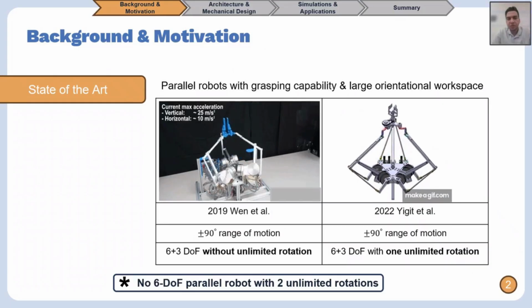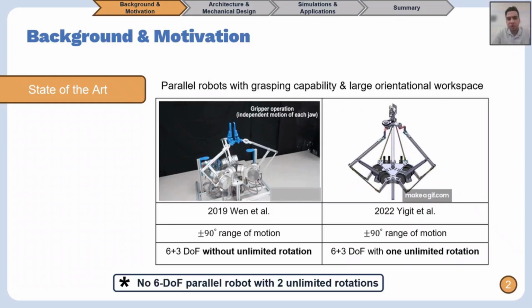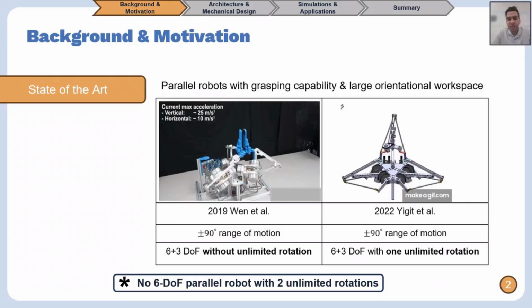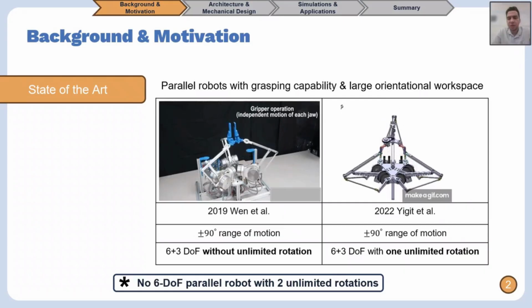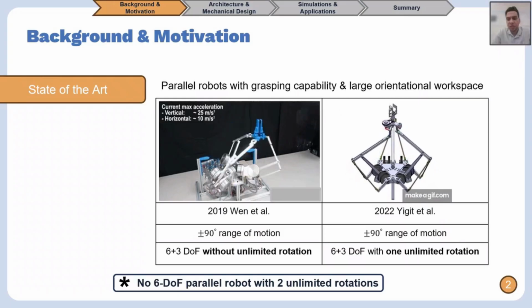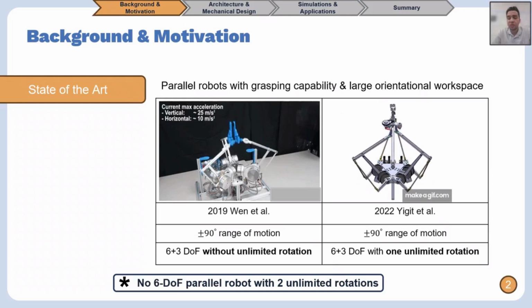As for the background, we'll look into parallel robots with grasping capability and large orientational workspace. 2 of the state-of-the-arts are shown here. The one on the left is from WEN in 2019, which offers 90 degrees range of motion and has 6 degrees of freedom at the end effector, but with no unlimited rotation. The one on the right is from G10 in 2022, with the same range of motion and 6 degrees of freedom at the end effector. It also has 1 unlimited rotation.